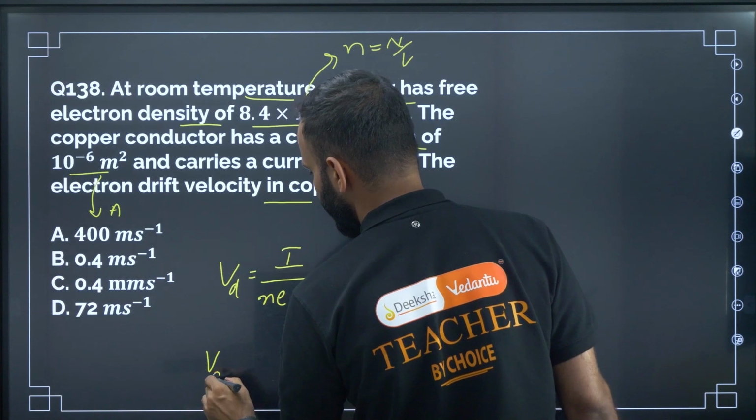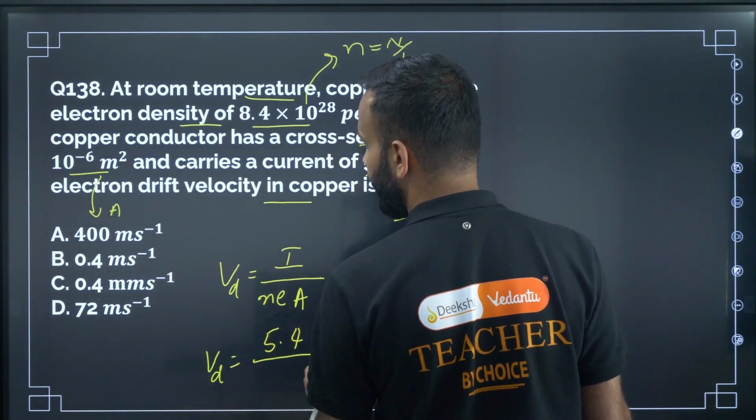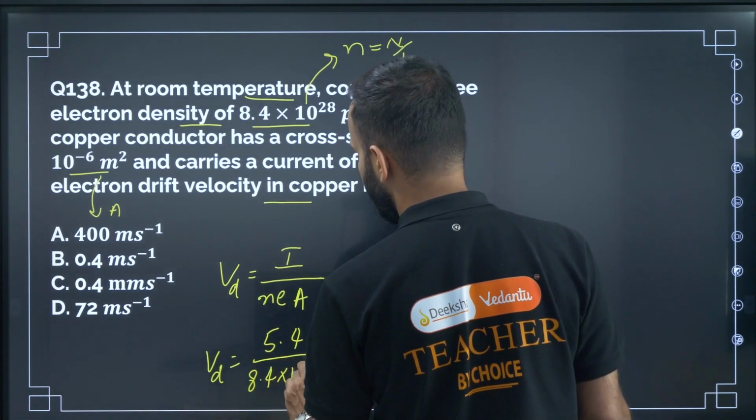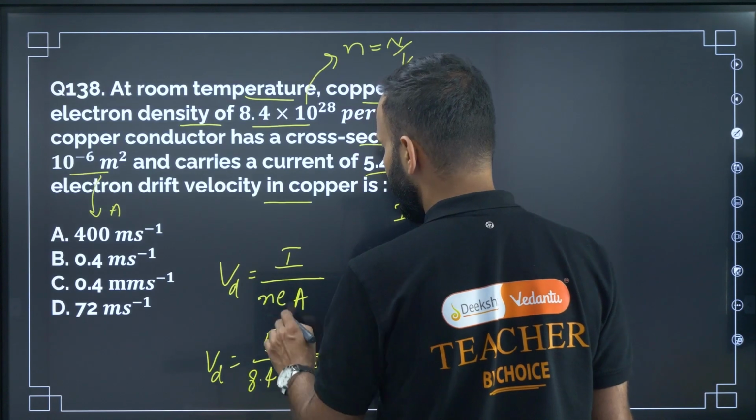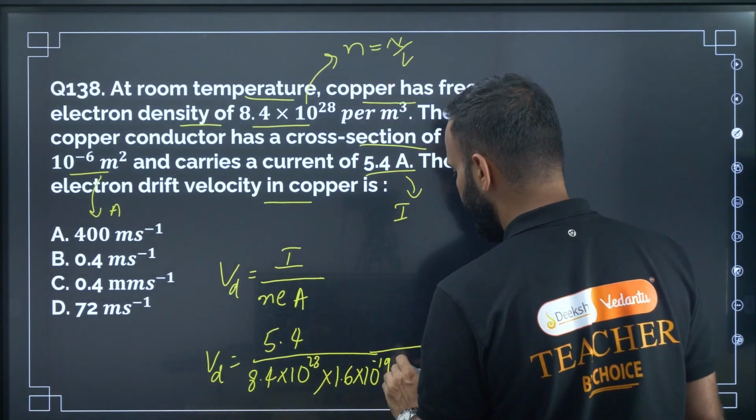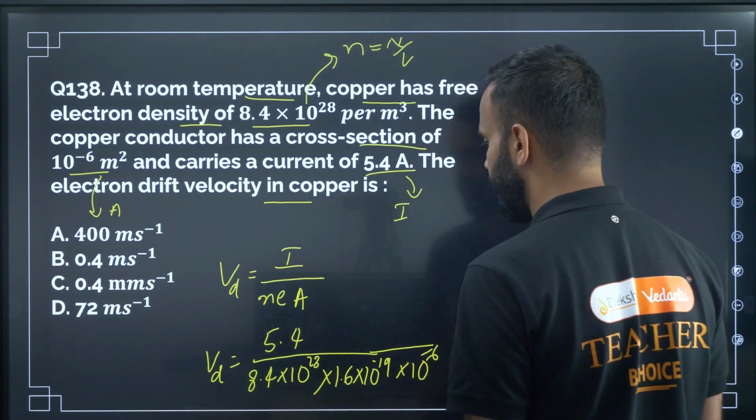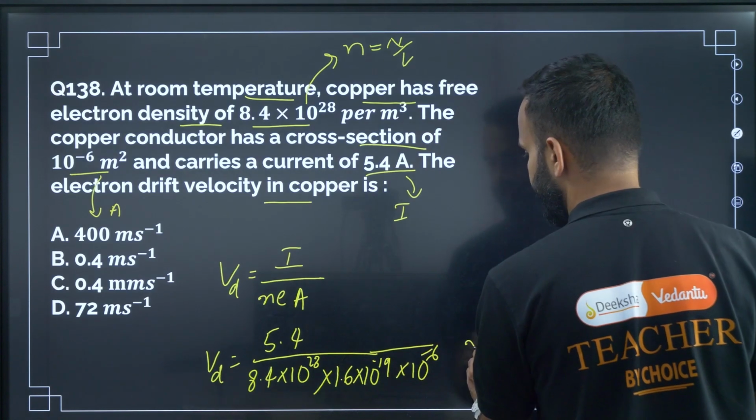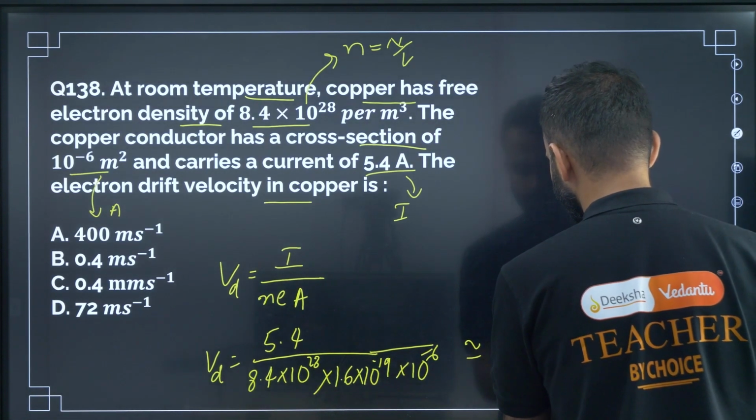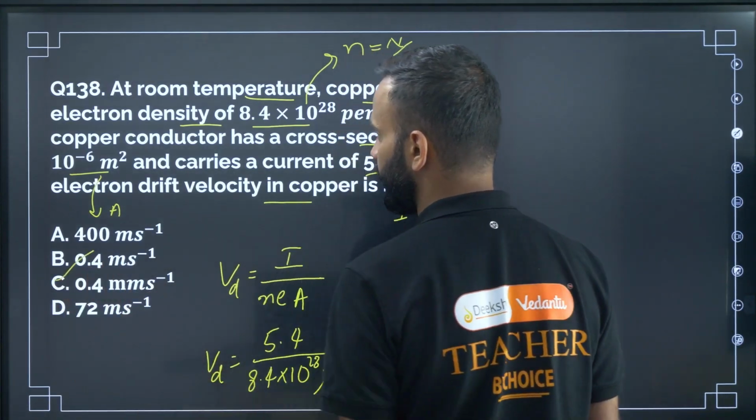Now drift velocity Vd is equal to I, which is 5.4, divided by n, which is 8.4 into 10 to the power 28, into e, the charge of the electron, 1.6 into 10 to the power minus 19, into A, which is 10 to the power minus 6 meter square, right? So now solve this, you will get 0.4 millimeter per second. The drift velocity of the electron is 0.4 millimeter per second. So option C is the correct answer.